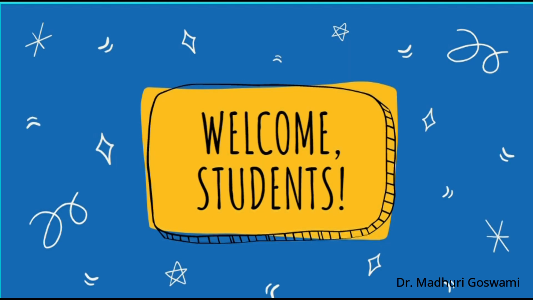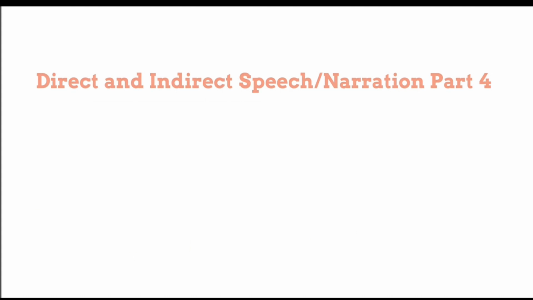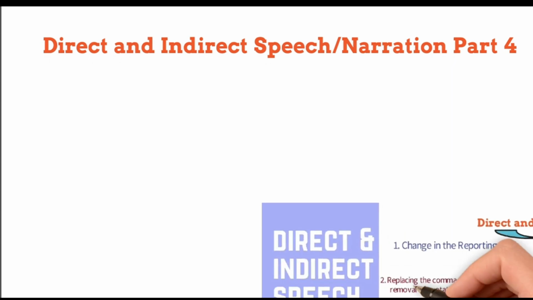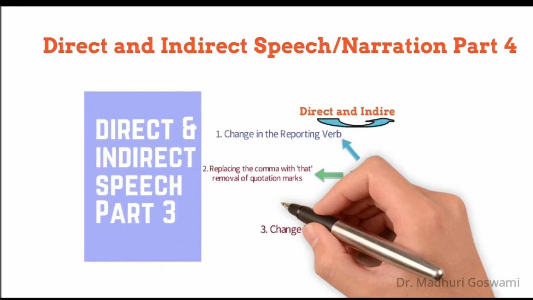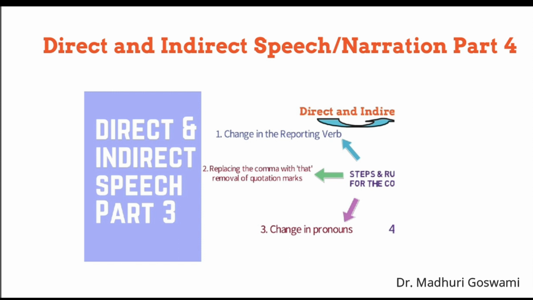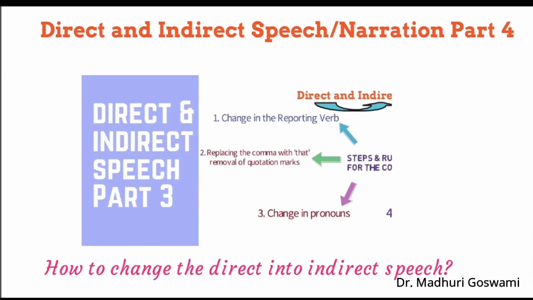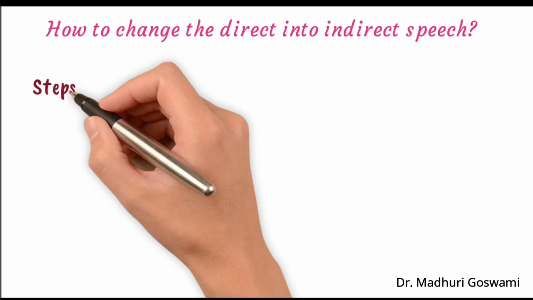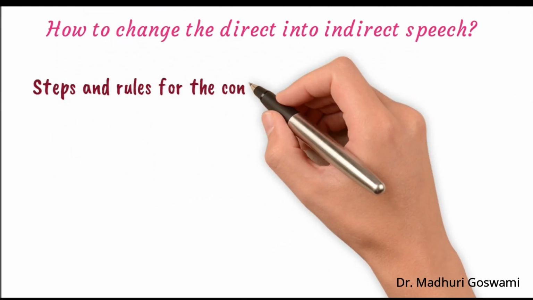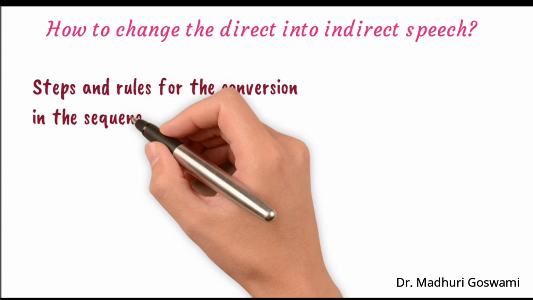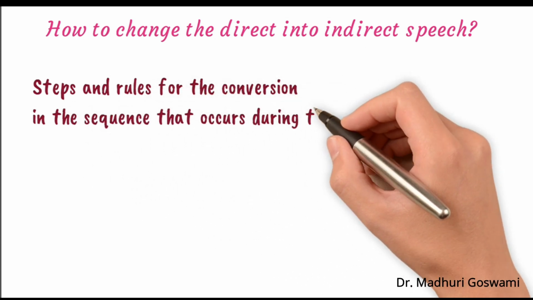Well, this lesson is the fourth in the series of lessons on the English grammar topic, direct and indirect speech. In the previous part, that is part 3, we started studying the steps and rules for the conversion, in the sequence that should be followed while changing direct into indirect speech. And we have discussed the first 3 steps in that lesson.